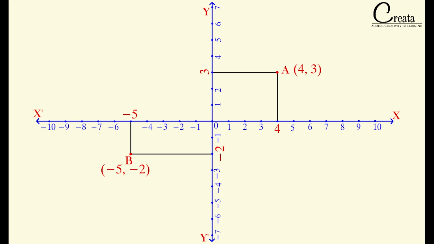With the help of our first lecture, we can plot these two points, A and B. Let's join A and B. We have to calculate the distance between A and B, that is, the length of side AB.